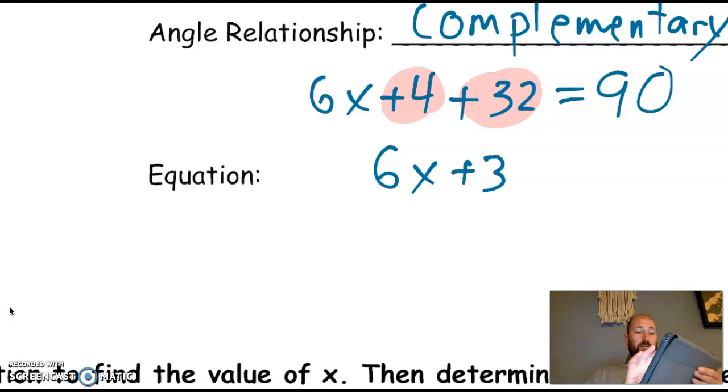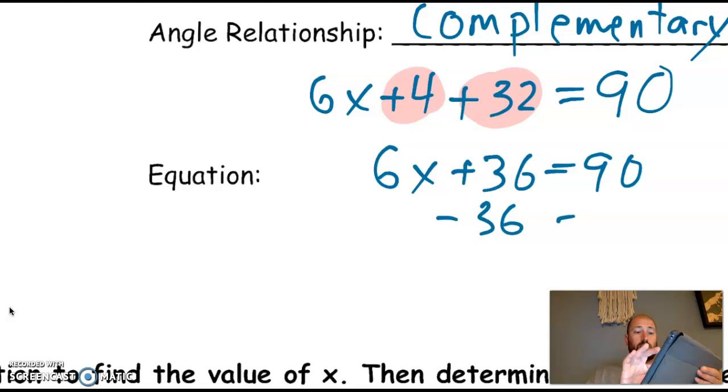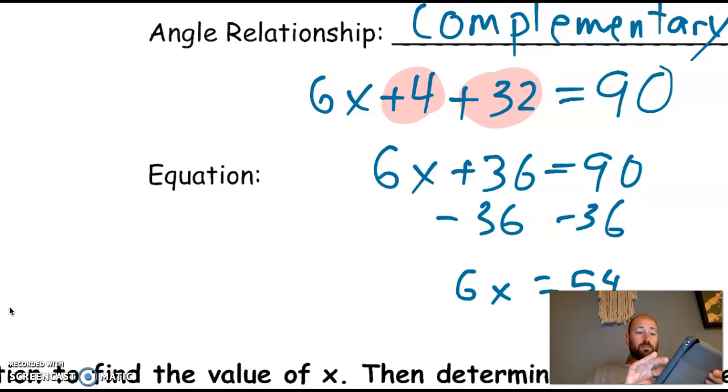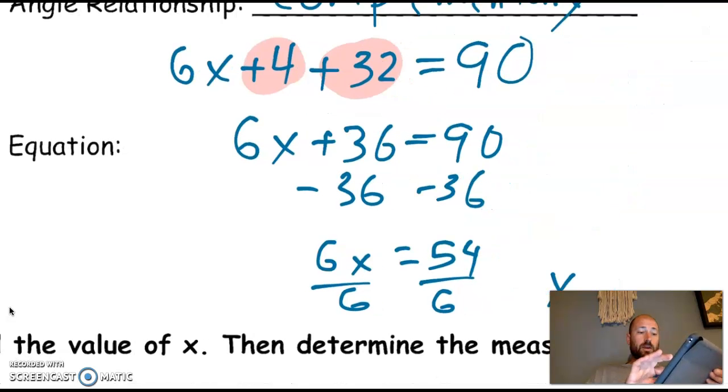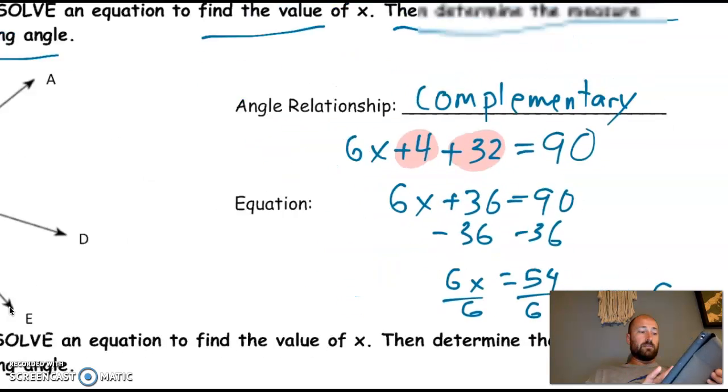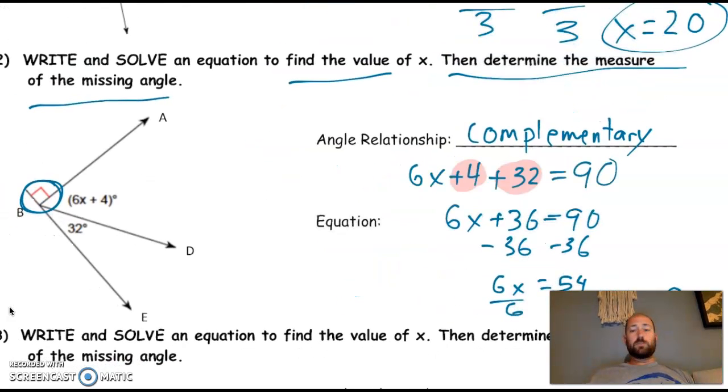6x plus 36 equals 90. Solve that equation. 6x, 90 minus 36 is 54. Divide by 6. X is equal to 9. Okay? It says determine the missing angle.